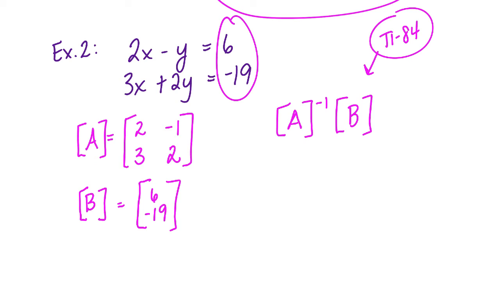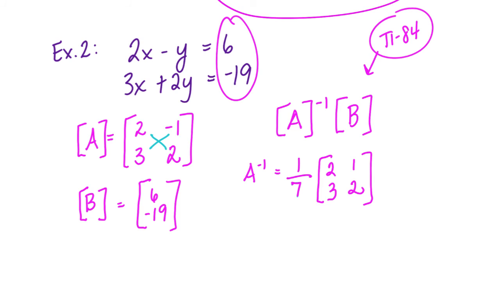Now, what if I had to do this by hand? If I had to find the inverse of A, I am going to take 1 over the determinant. Well, let's do that really quickly. I have 4 minus a negative 3. Well, 4 minus a negative 3 is going to be 7. And I'm going to multiply that. Well, the 2 and the 2 switch, which doesn't change anything, and the 1 and the 3.